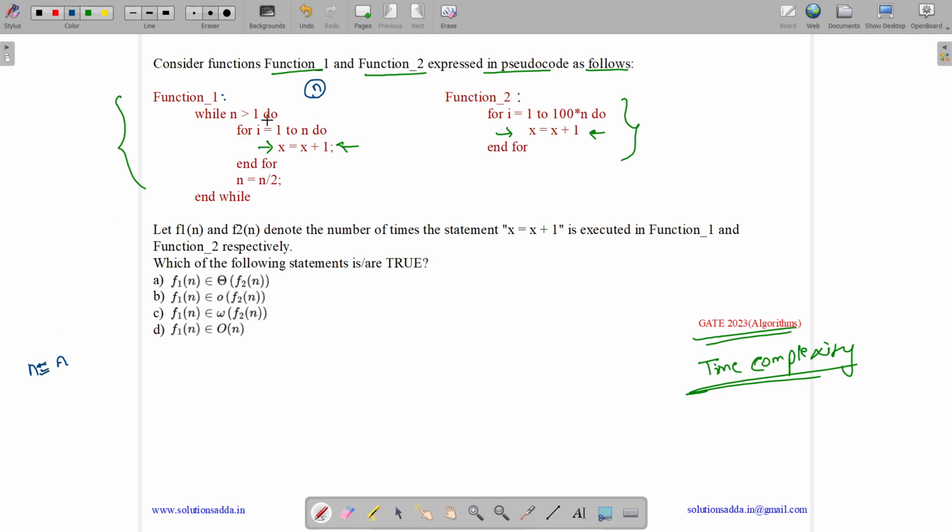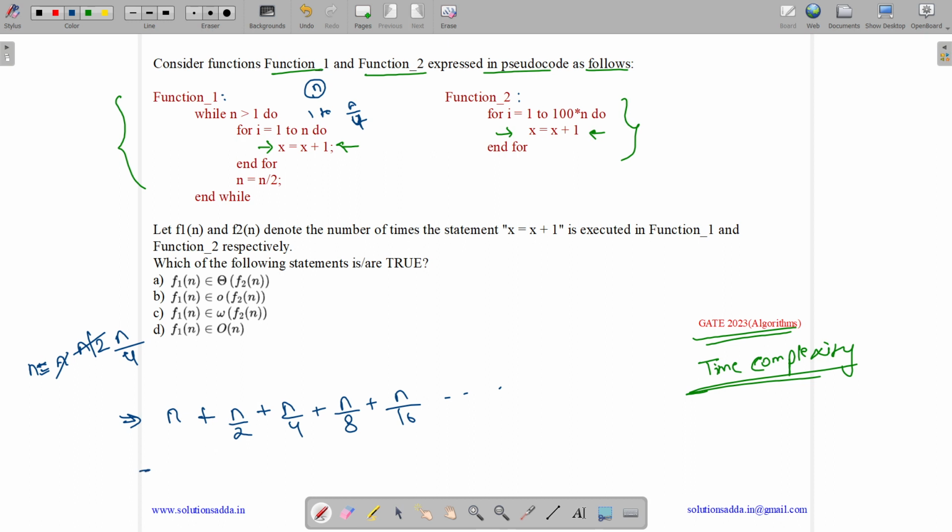So this for loop will be executed n times, which means x = x + 1 is executed n times. Then we do n = n / 2, so the value becomes n/2. So this for loop is executed for i = 1 to n/2, so x = x + 1 is executed n/2 times. Then n is again divided by 2, so it becomes n/4, and we have the loop for i = 1 to n/4, so x = x + 1 is executed n/4 times. Similarly, next time it will be executed n/8 times, n/16 times, and so on.